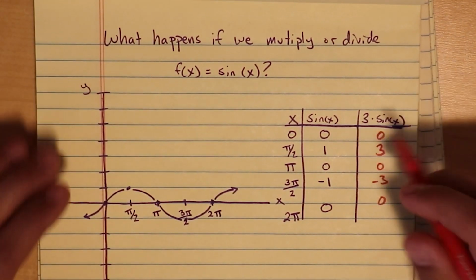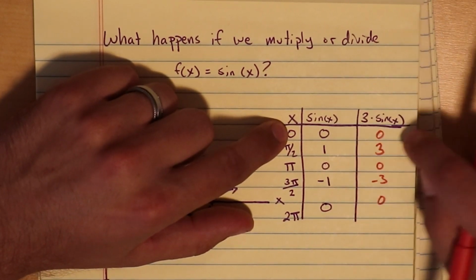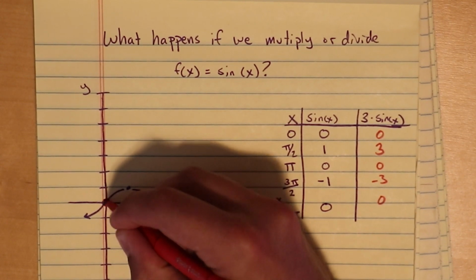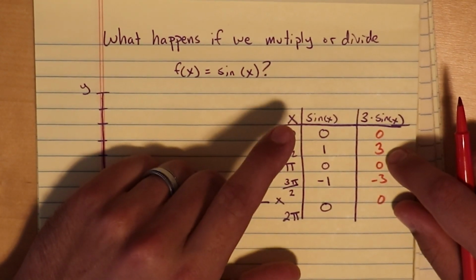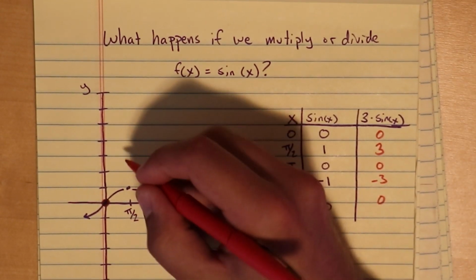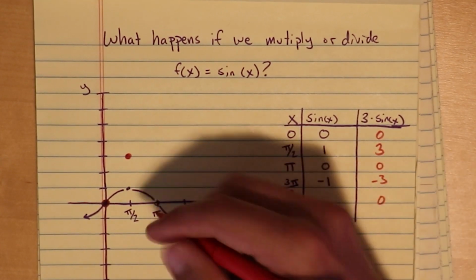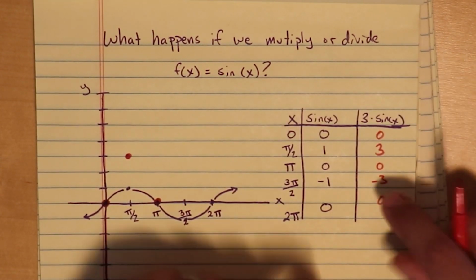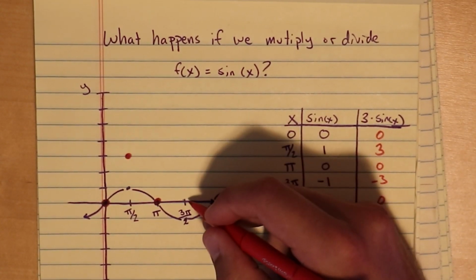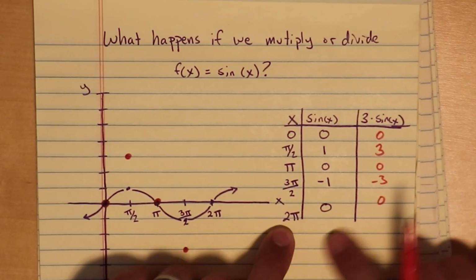So now I'm going to be plotting these points here. We're going to see what happens if we multiply the outputs, or the y coordinates, all by 3. So 0, 0 will be the first point. Looks like that stays the same. And then half of pi, 3. So here's half of pi, 1, 2, 3. And then pi, 0. And then 3/2 of pi, negative 3. 1, 2, 3. And then 2 pi, 0.